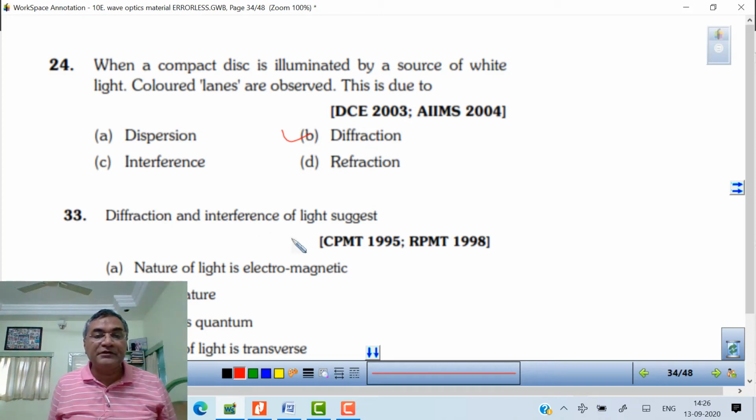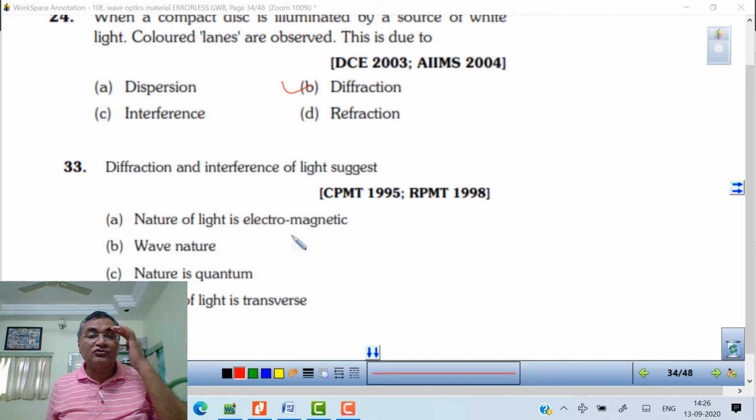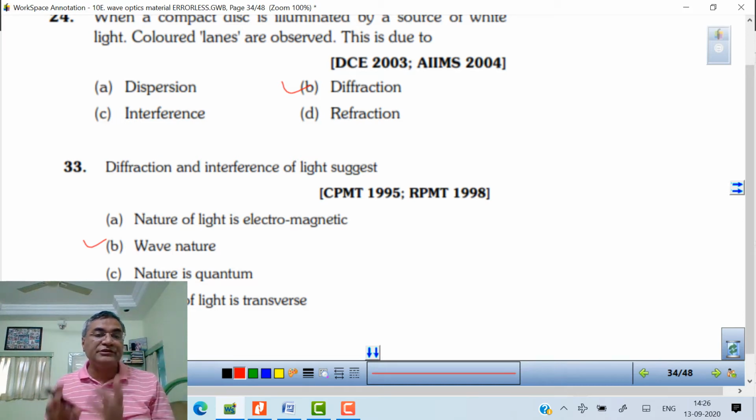Diffraction and interference of light suggest that the nature of light is electromagnetic? We cannot say that from this. Wave nature, yes, of course, wave nature. Those having wave nature give the phenomena of diffraction and interference.